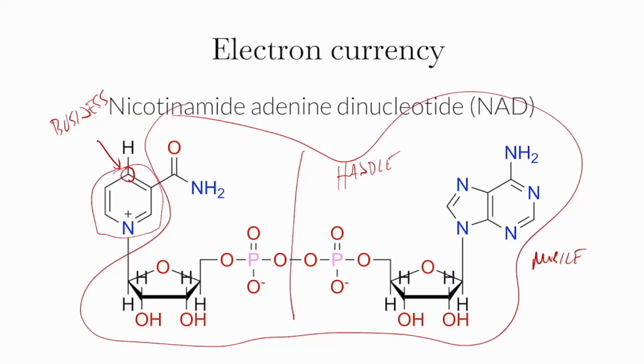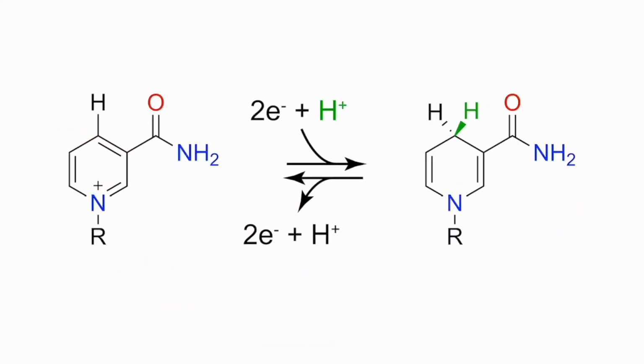The way that nicotinamide adenine dinucleotide, NAD, works is that ring up here, the business end ring, can easily store electrons. We can take 2 electrons and a proton and stick them into this ring structure, converting it from a positively charged aromatic ring into a non-aromatic neutral ring. We've taken these 2 electrons and stored them in the system. We're going to be doing redox chemistry later, but it's something we're going to encounter a lot.